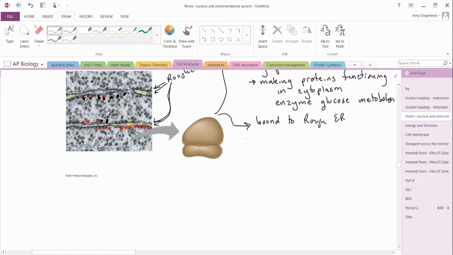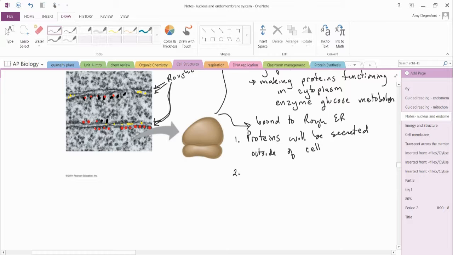So there are three pathways that these proteins can take. One, these proteins can be destined for secretion. So these proteins will be secreted outside of the cell. And the reason they have to go into the rough ER is that's the way to get it outside of the cell. You'll see that as we move on.